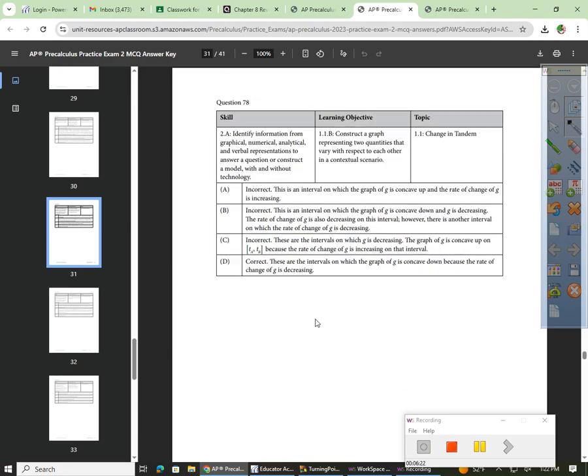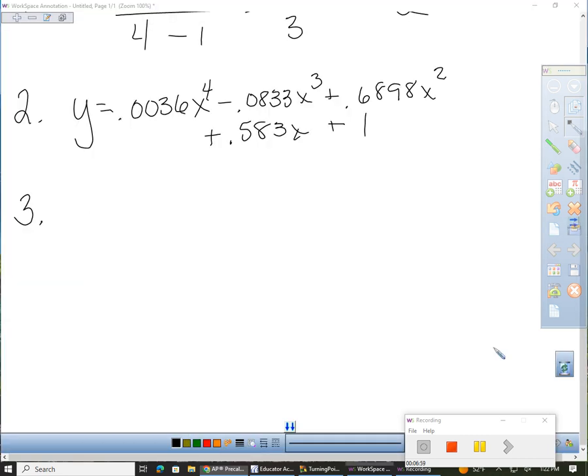All right, so here's what it says for this one. It says that D is correct. It says these are intervals in which the graph of G is concave down because the rate of change of G is decreasing. They said C is incorrect because these are the intervals on which G is decreasing. The graph is concave up because the rate of change is increasing. Okay? Yes. Okay, that's their reasoning behind it. All right, moving on.